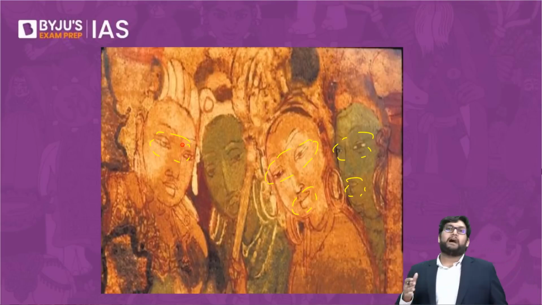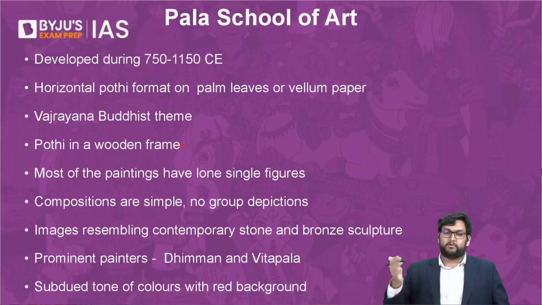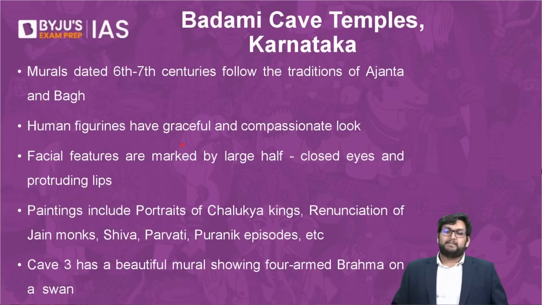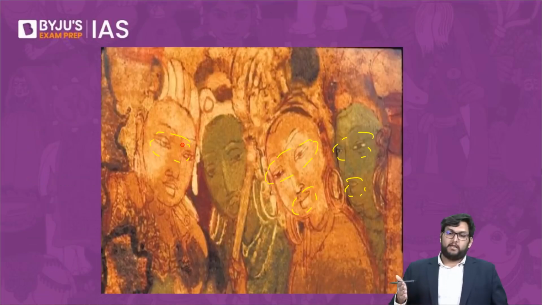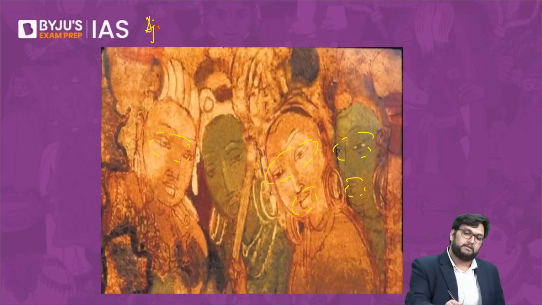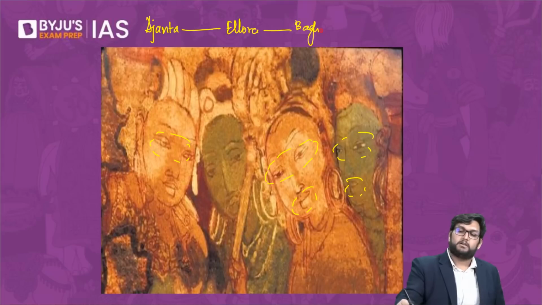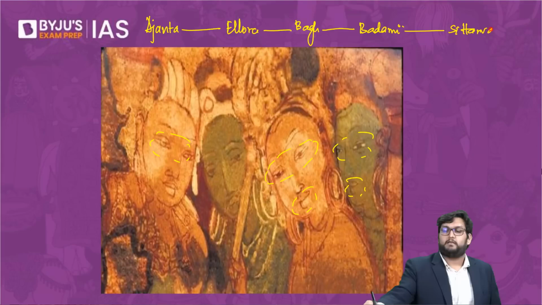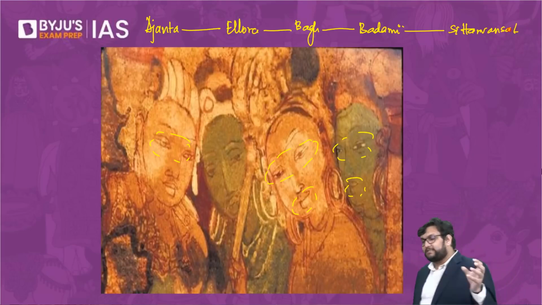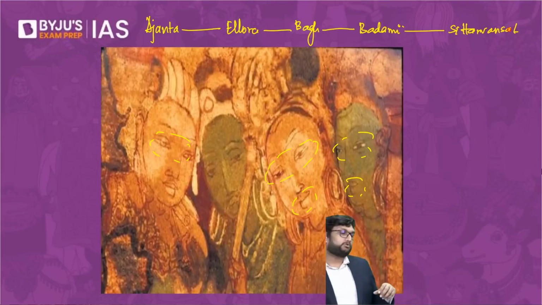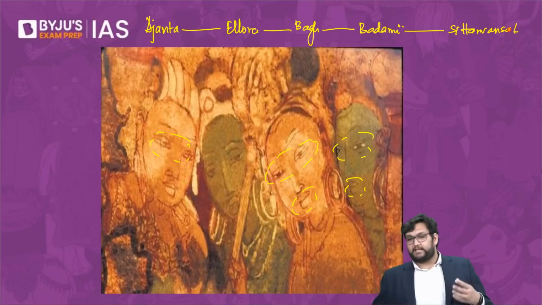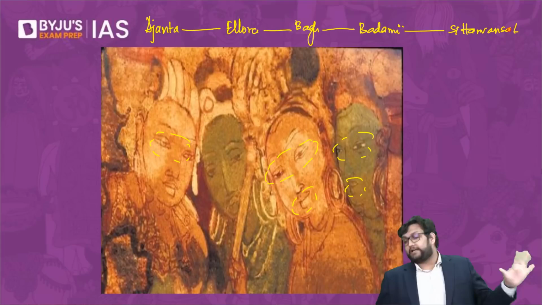So what I want to argue, what you need to understand before we go to the Pala and all, which is the Pothi tradition, is that there is a connection. There's a connection wherein from Ajanta to Ellora to Bagh to Badami and even Sittanavasal, what we see is a certain sequence of changes, but also certain aesthetic choices taken by the artist, telling us that they are all connected in a way.